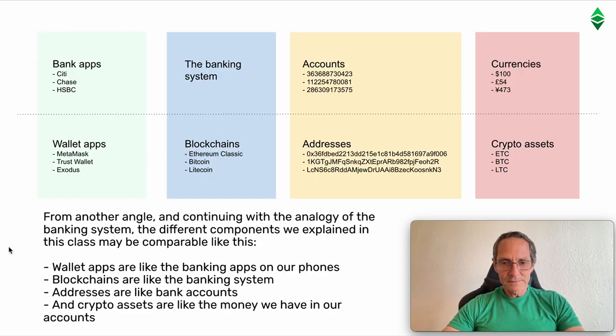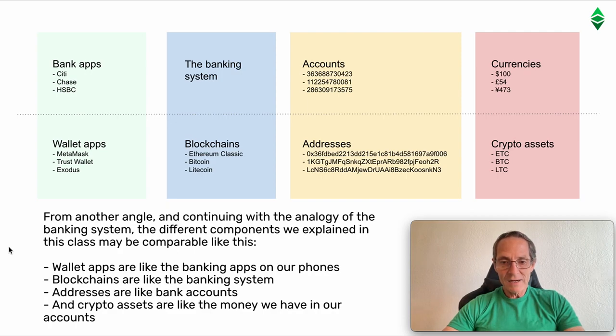From another angle, and continuing with the analogy of the banking system, the different components we explained in this class may be comparable like this. Wallet apps are like banking apps on our phones, as I said before. Blockchains are like the banking system, because from our apps we don't deal with banks. We don't connect to banks and their private servers where they control everything. We connect to public systems, which are these global blockchains, global networks that are permissionless and censorship resistant. Blockchains are like the banking system.